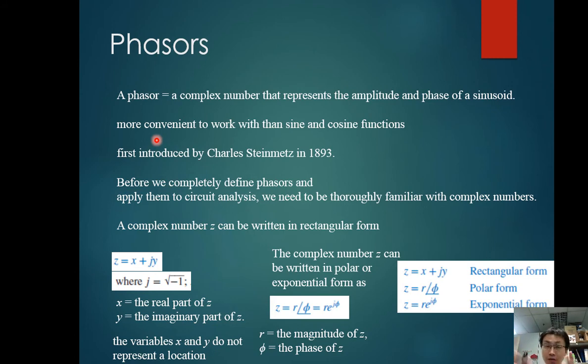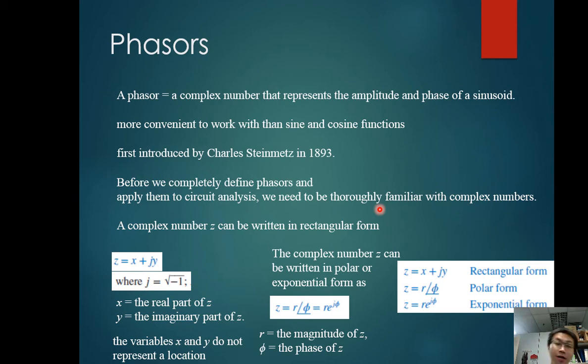So we need to use a more familiar, easier way. So phasor is more convenient to work with than sine and cosine functions. It was introduced by Charles Steinmetz in 1893. Before we completely define a phasor and apply them to circuit analysis, we need to be thoroughly familiar with the complex number. So we actually are changing the sinusoidal wave and a cosine wave into complex number.